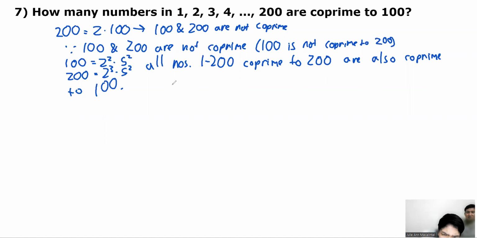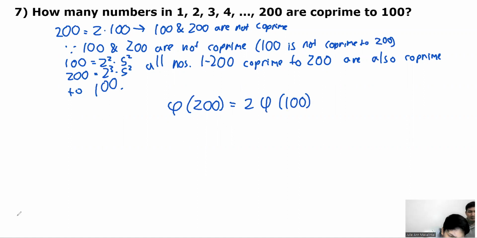So phi of 200 equals... put some space. Don't crowd all the numbers and the words. You have space, so make them nice. You can even use other colors to explain everything in a well-fashioned manner.